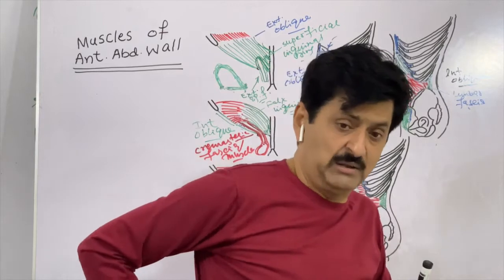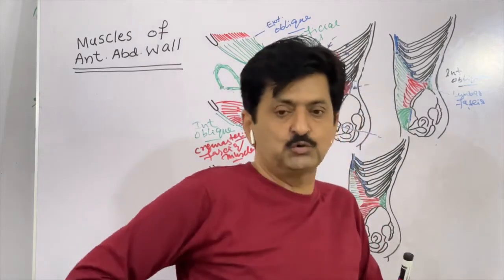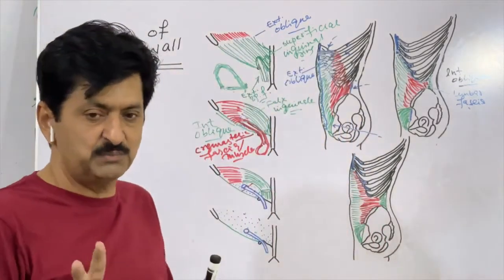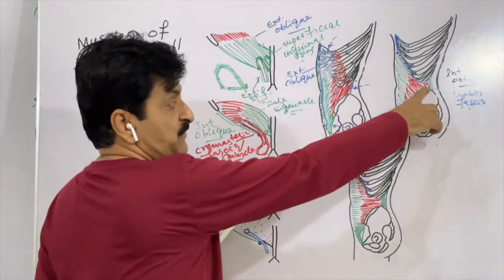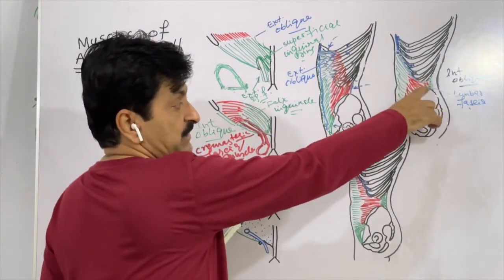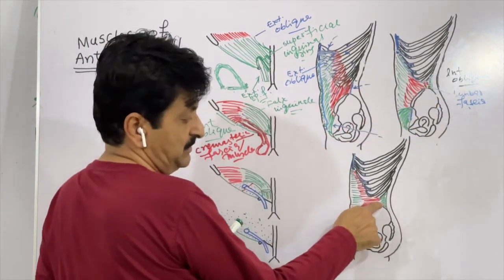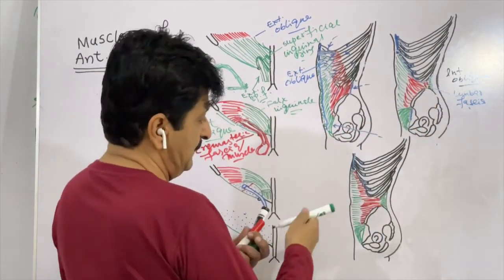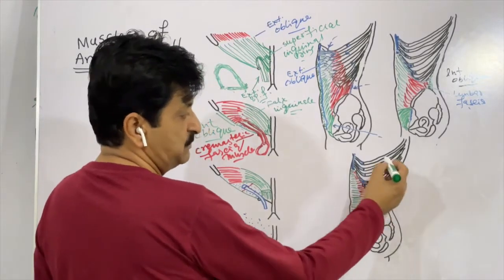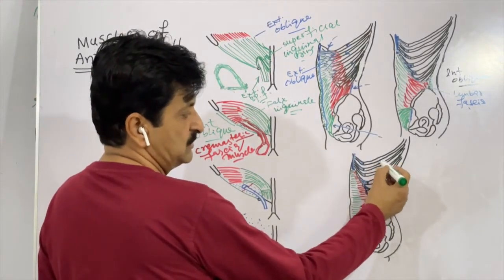But between the iliac crest and the 12th rib, the gap is there. This gap is already filled by the lumbar fascia, so it will catch hold of the lumbar fascia. So the lumbar fascia is giving attachment to two muscles in the area between the iliac crest and the 12th rib. First is the internal oblique, and next is the transversus abdominis muscle. So you can say lower 6 ribs means this is 5 and 6.